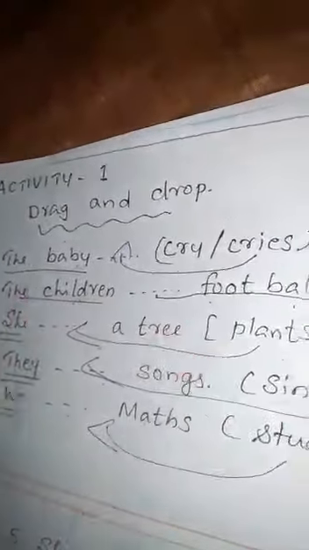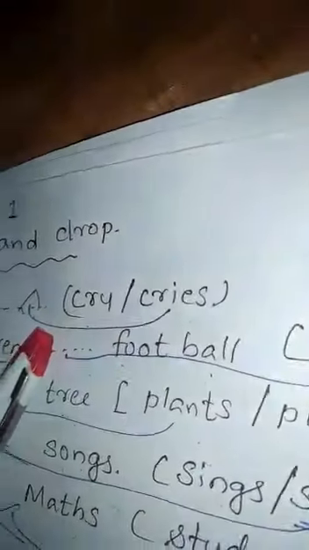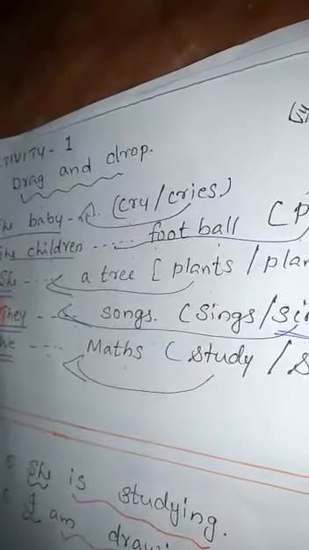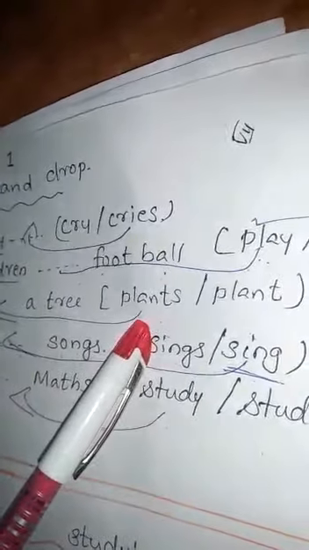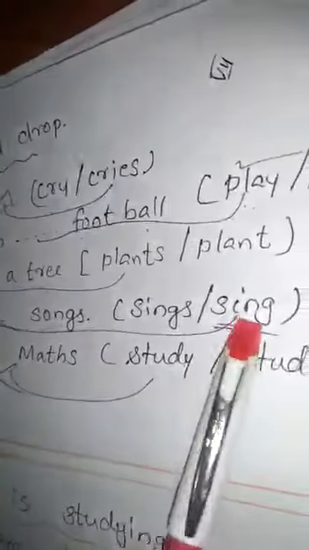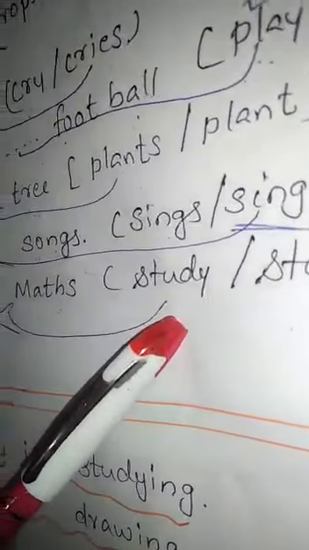Dear children, now we know that when the subject is singular, the S or ES form of the verb is followed. Here, the first sentence, the baby is a singular subject, so we should add cries. The children, it is plural, so we use the base form of the verb play. She is a singular subject, we use the S form of the verb plants. They is the plural subject, so we use the base form of the verb sing. We is the plural subject, so we should use study, the base form of the verb.